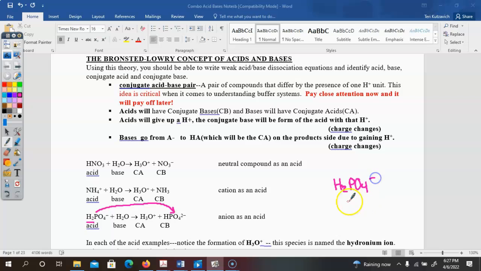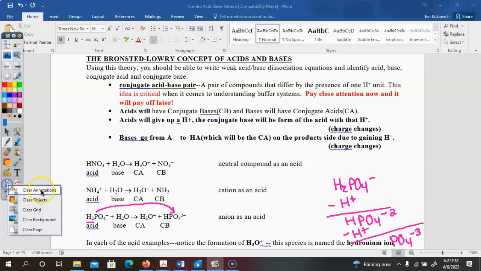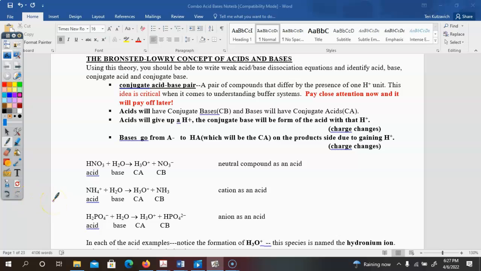So if you look at this, if you lose an H plus, you're now more negative. And that's why that becomes negative 2. So you're losing another H. What if they would lose another proton? Then it would end up PO4 negative 3. So because this lost a proton, it's the acid. The water gained the proton, it's the base. And you could look at the reverse action to see how this is the conjugate acid and conjugate base.